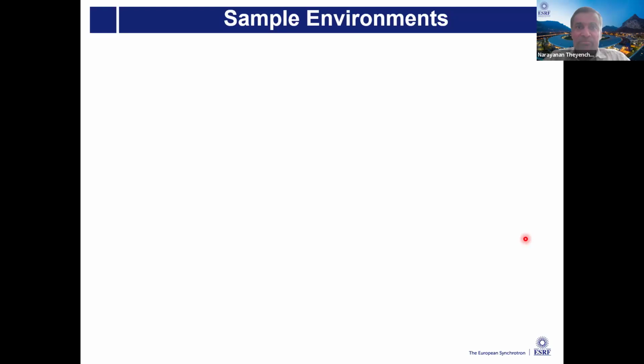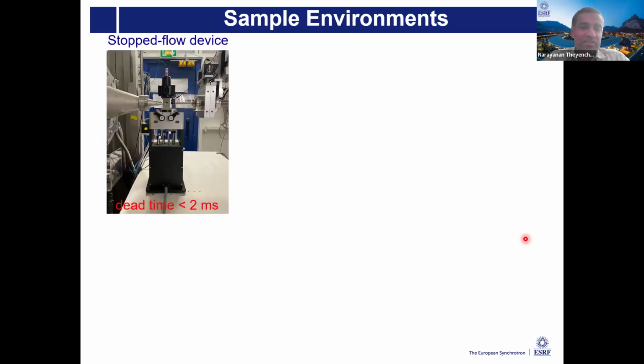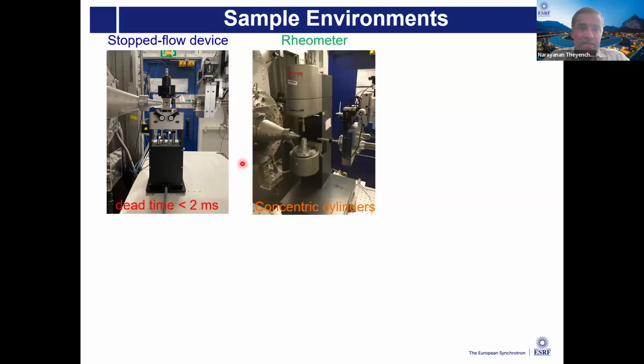So the beamline alone is not enough to perform research or derive science out of the instrument. So we also maintain a portfolio of sample environments. The most widely used is the stopped-flow device, where we can mix two or more reactants rapidly on the millisecond time scale and follow the evolution of the kinetics.